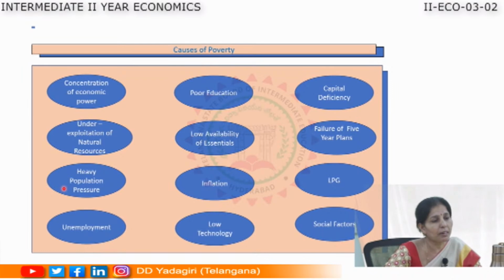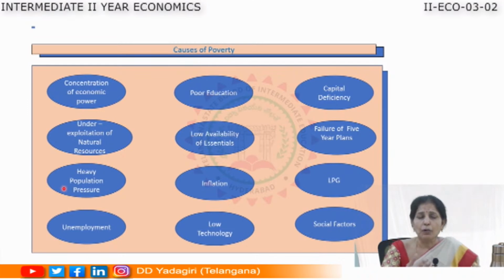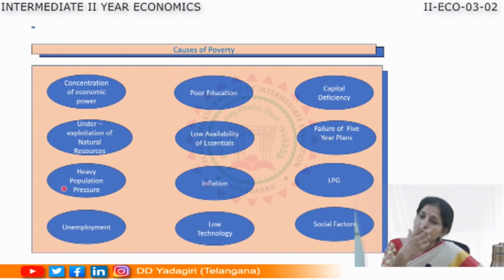Concentration of economic power. The wealth of our country is not equally distributed among all the people in our country. The rich are becoming richer and the poor are becoming poorer. With every stage of economic development, we find this gap between the rich and the poor enlarging, because the wealth is concentrated in the hands of a few people.